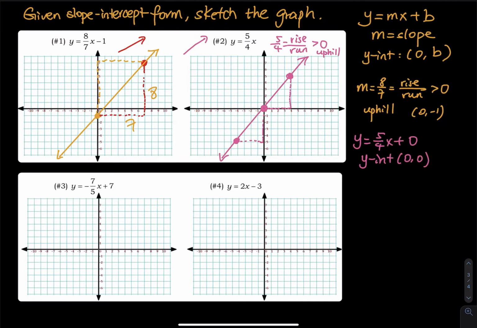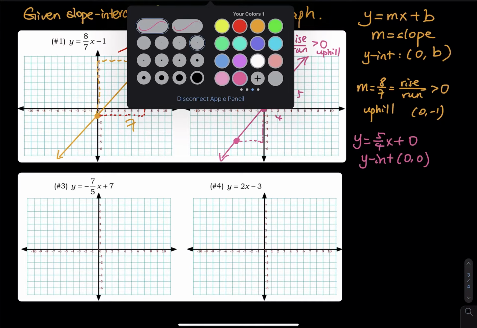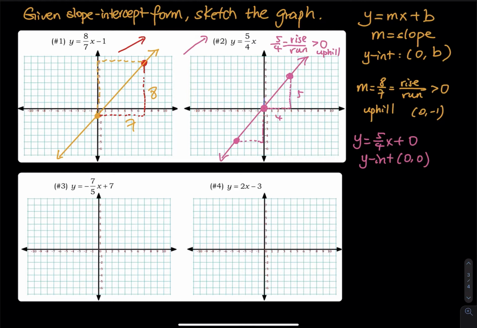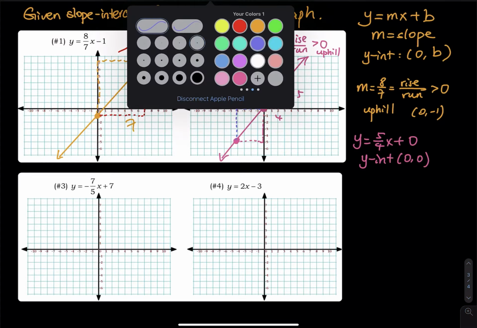And then another way to trace the rise over run, let's use another color, is you go 5 units up, 4 units left, or you go 5 units up, 4 units right, or 4 units left, 5 units down. So that is 5, 4. Just like from point A to point B, there are 2 different routes to go home. Okay, moving on to the next problem.